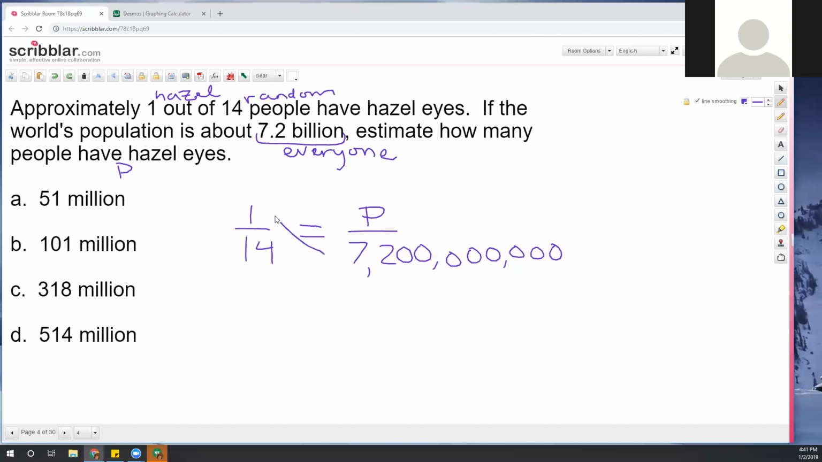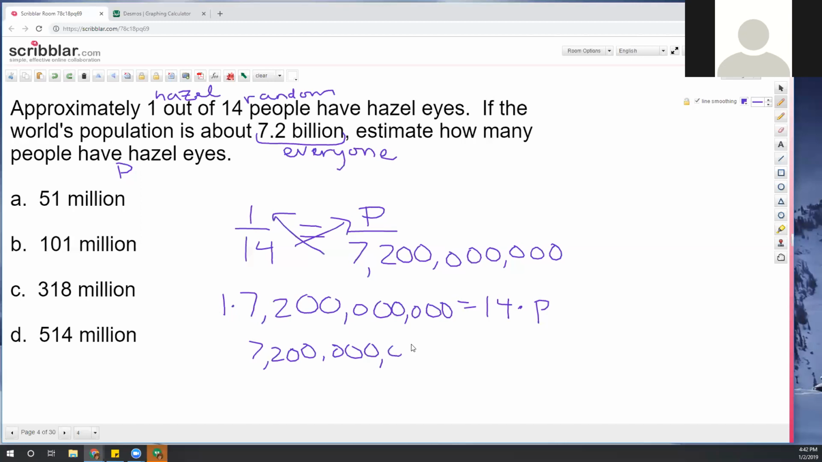So then we cross multiply to solve. 1 times the 7,200,000,000 and 14 times the P. Now lucky for us, if we multiply by 1, that doesn't actually change anything. 1 times 7,200,000 is 7 billion. Oops, sorry, I said that wrong. 7,200,000,000. It's easy to forget the correct way to say a long number like that. And then we finish by dividing, because the opposite of multiply is to divide.